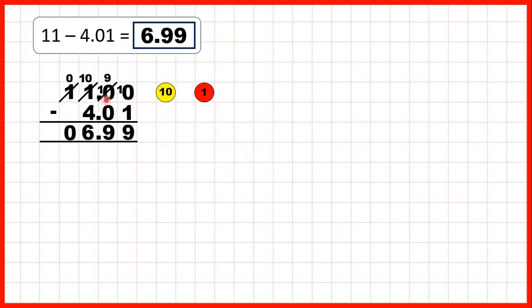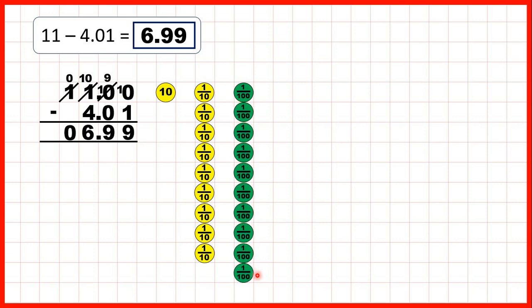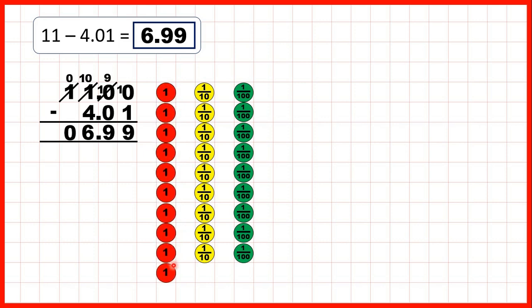Finally, we had 11, so a 10 and a 1, and we needed to subtract 4.01. Again, we exchanged our 1 for 10 tenths, then took one of our tenths and exchanged that for 10 hundredths. We subtracted 1 hundredth. Then we didn't need to subtract any tenths, but to subtract 4 ones, we first had to exchange with our 10. Taking away 4 ones gave us 6 ones, 9 tenths and 9 hundredths, so 6.99.